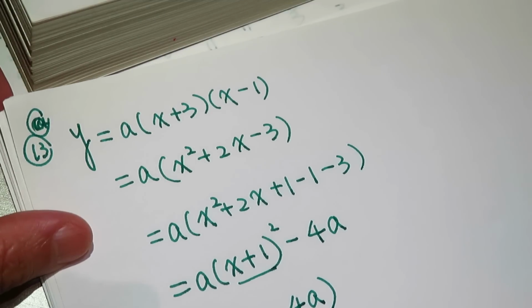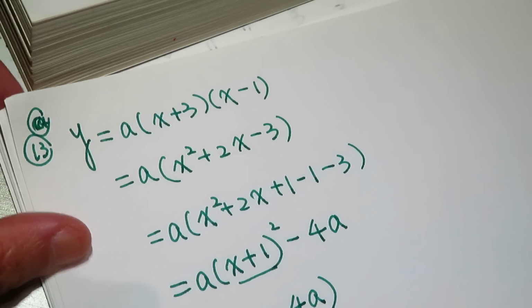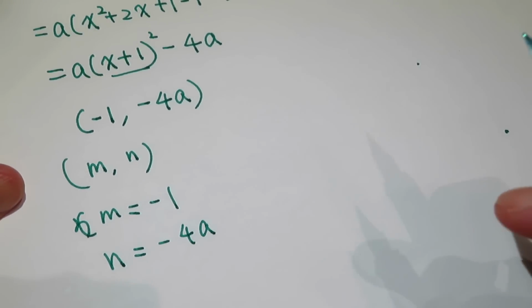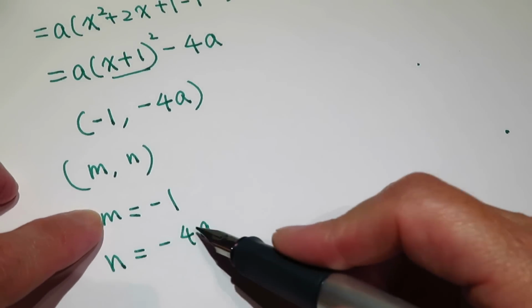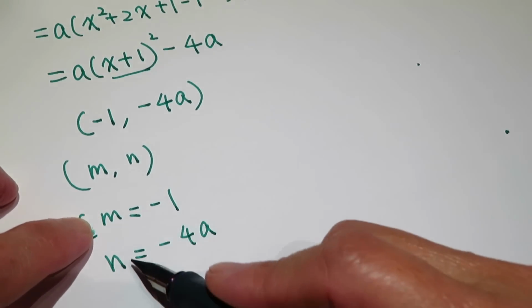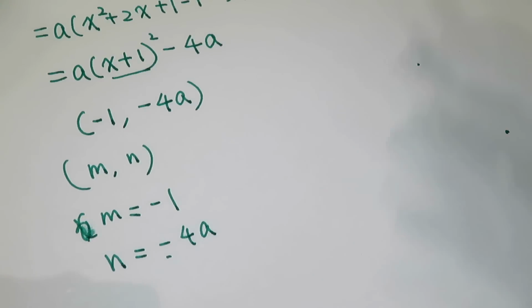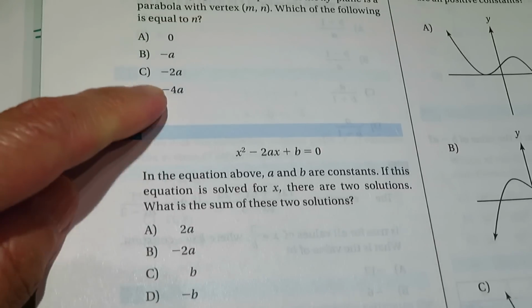So m is negative 1, n is negative 4a. I'm sorry, I did not see it. So m is negative 1 and n is negative 4a. So we can see the answer to this problem is D.